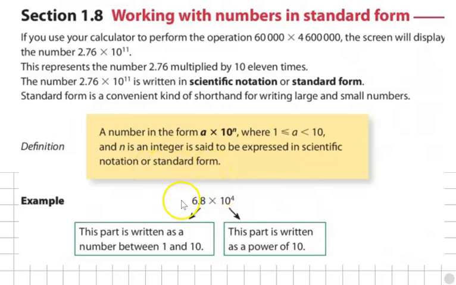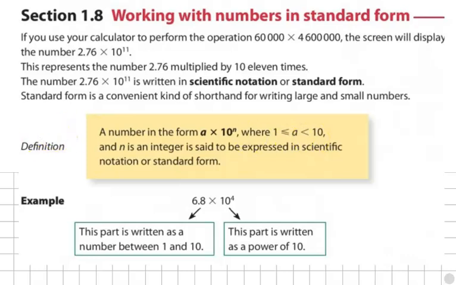Here is an example, 6.8 times 10 to the power of 4. The 6.8 is written as a number between 1 and 10, and the 10 to the power of 4 is written as a power of 10. What's in this yellow box is really important because this is often what you will see in the exam. It won't actually say, write this in scientific notation or standard form. It will say, write in the form of a times 10 to the power of n, where a is greater than or equal to 1 but less than 10.